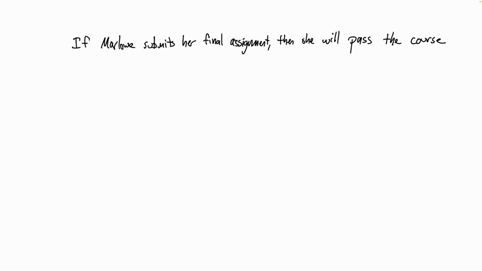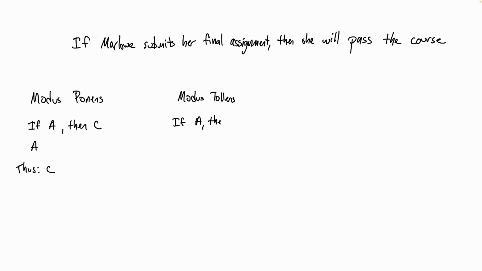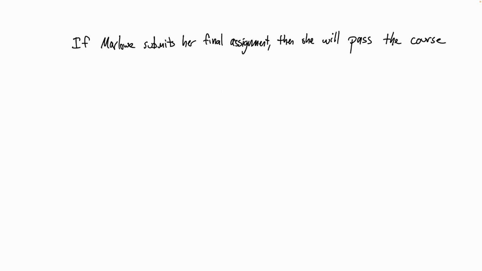For example, there's a common form of reasoning which goes by the Latin name modus ponens, which goes, if A is true, then C is true, and indeed A is true, thus C is true. There's a form of reasoning which goes by the Latin name of modus tollens, which goes, if A is true, then C is true, but C is not true, thus A is not true. And those are just two examples. We could give more. So conditionals play a big role in reasoning.